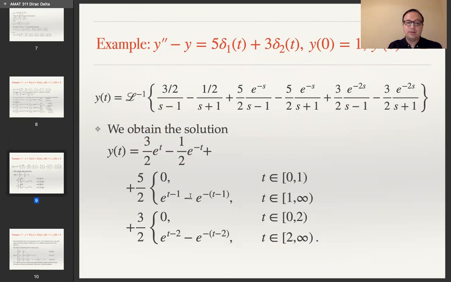The second expression on the interval [2, infinity), which is included in the interval [1, infinity), we get 5/2 times (e^(t-1) minus e^(-(t-1))). And the third expression on the interval [2, infinity) is equal to 3/2 times (e^(t-2) minus e^(-(t-2))).